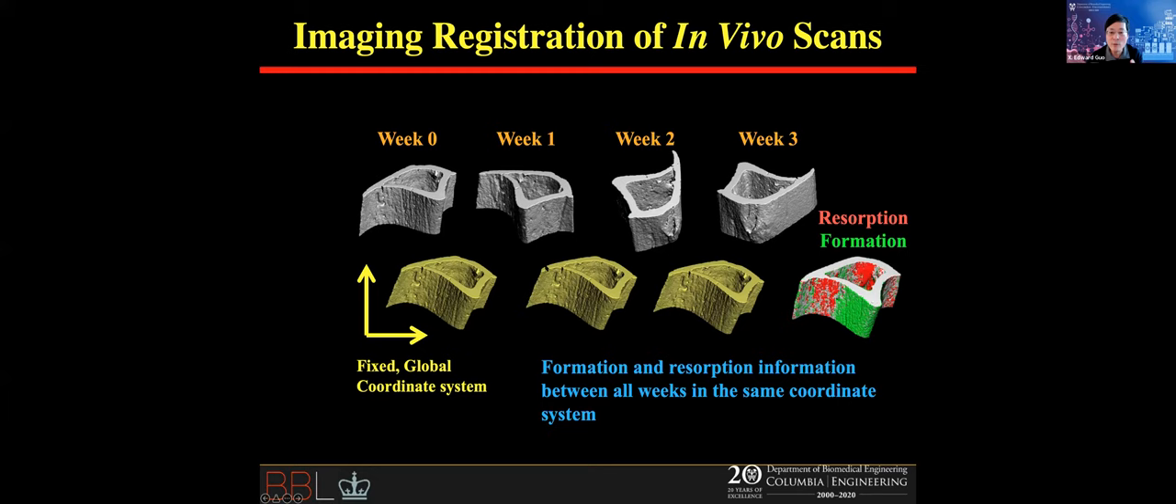Then, with so many different weeks, we do a registration. We put them all in a fixed coordinate system and register them. By comparing the images of each week, you can quantify in red the bone that disappeared, resorbed, and bone gained in green, which is formed. So we have formation and resorption between all the weeks in the same coordinate system.